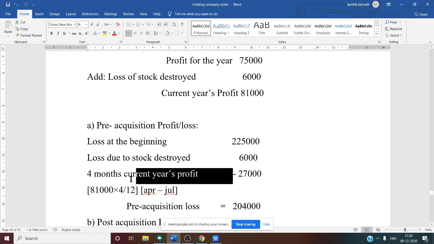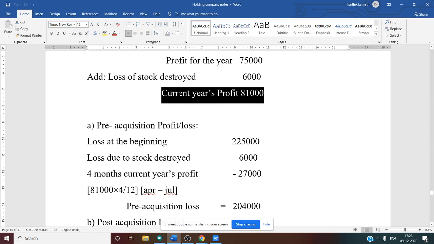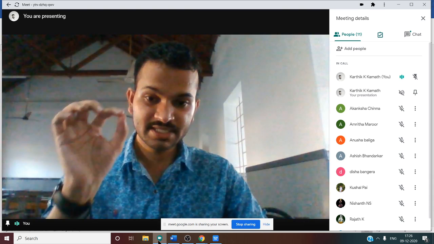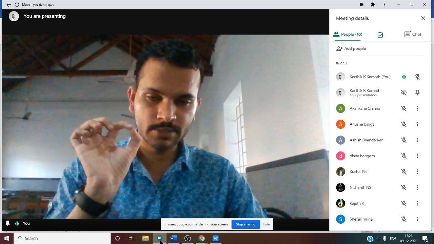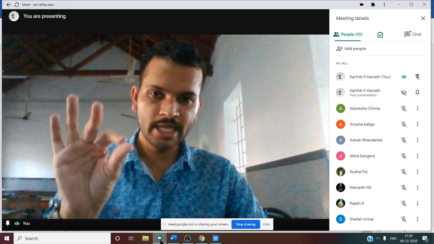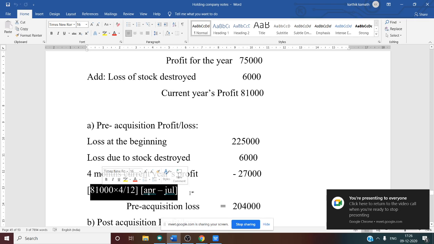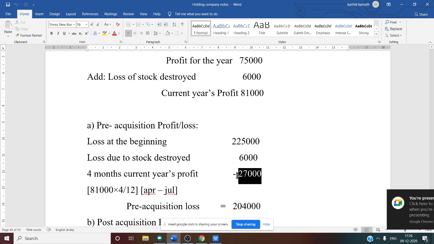Okay. To this you have to add 4 months current year profit. Current year profit is given, that is we have calculated 81,000. On this 81,000, 4 months. Why 4 months? Because acquisition month is August. That is why April, May, June, July, 4 months pre-acquisition. That is why 4 by 12. So now 81,000 into 4 by 12, if you do, you will get current year profit as 27,000.